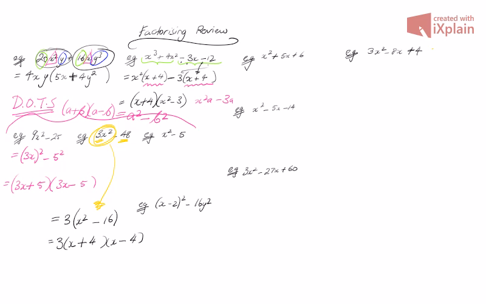The reason it's now 4 is because 16 is 4 squared. So the second term is actually 4.